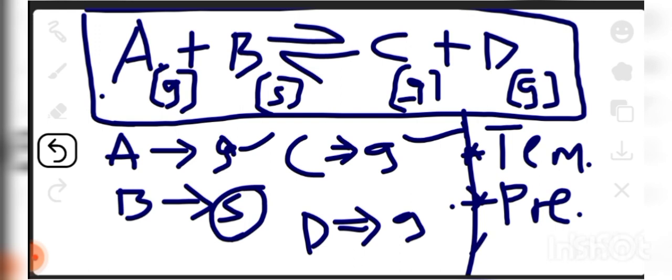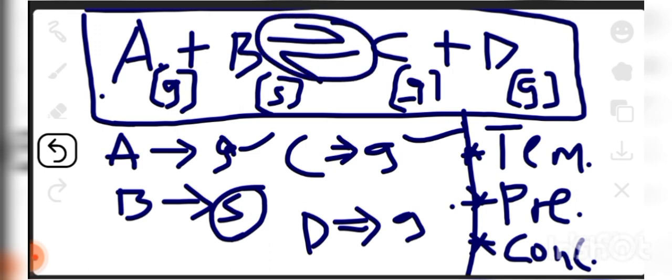Then we have concentration. Then catalyst will only speed up the reaction; it does not affect the state of the chemical equilibrium. We will not affect the position of the chemical equilibrium, but we just speed up the reaction. Catalyst affects the rate of a chemical reaction, so it will not affect the chemical equilibrium position.